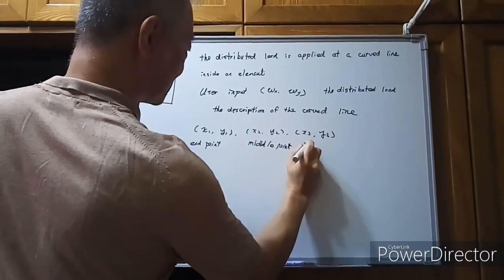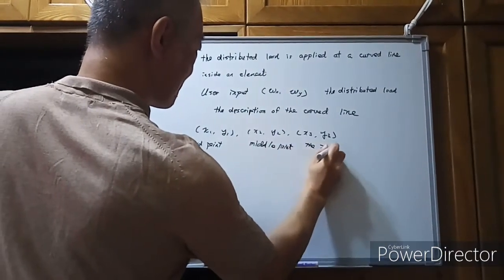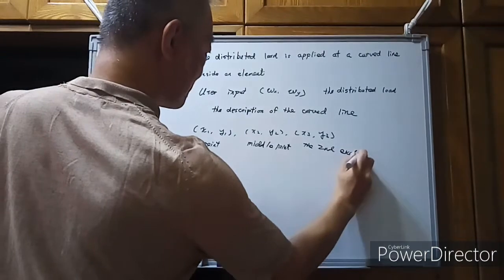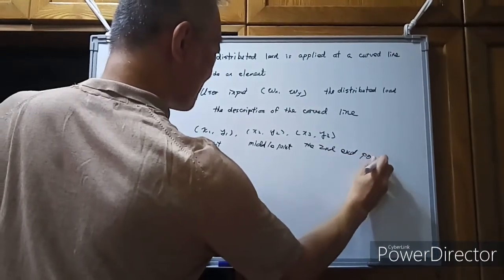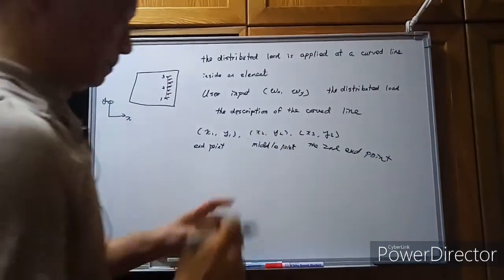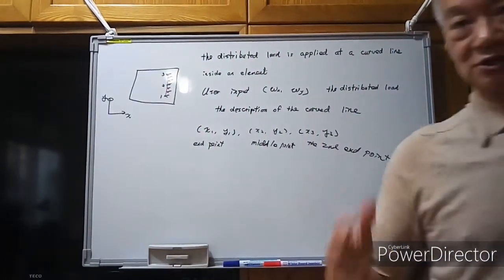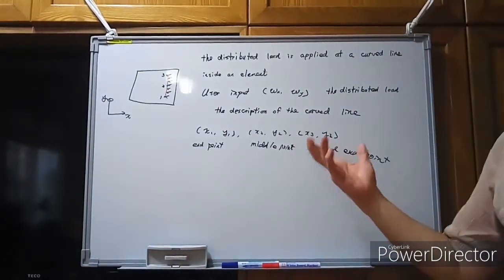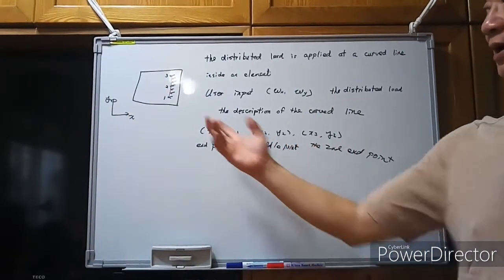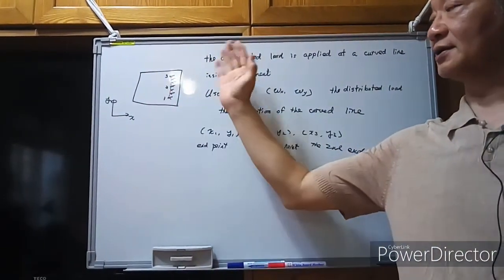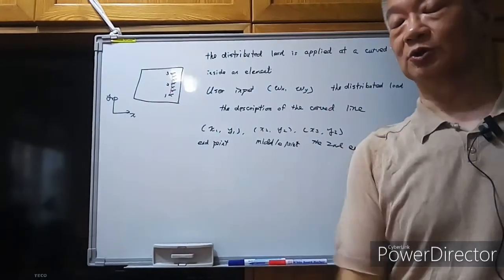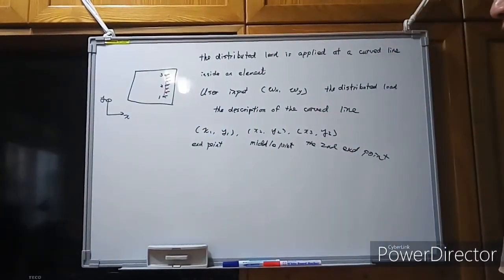Okay, that's the second end point. Okay, so that's the data the user needs to input to tell the program where is the curve line, what is the applied loading of this loading case.